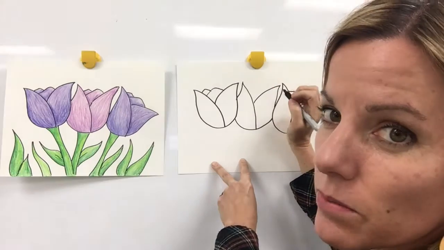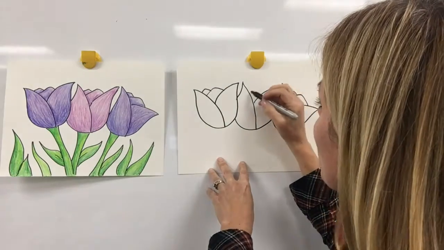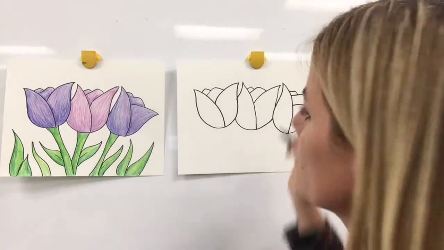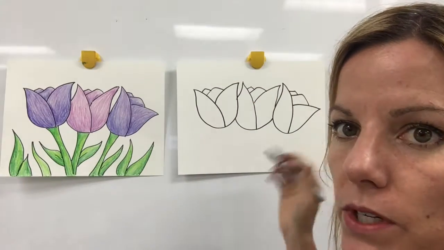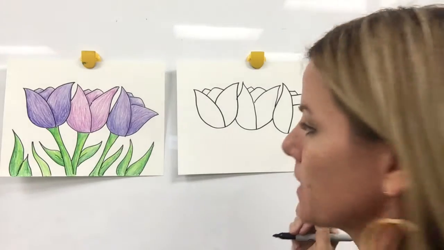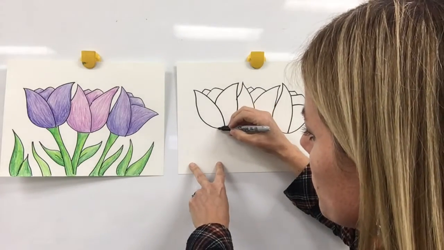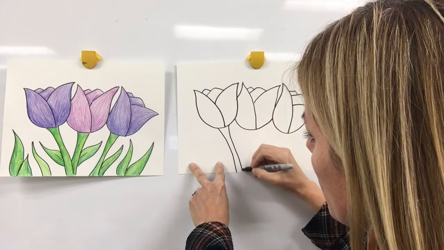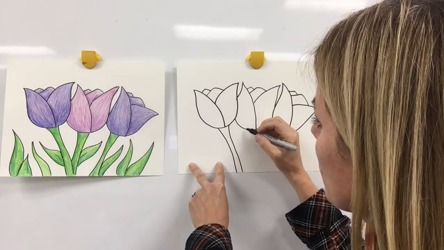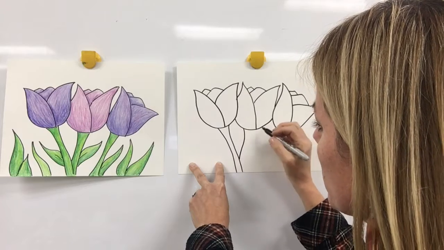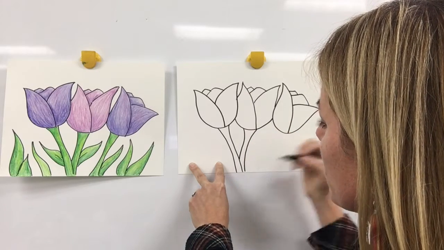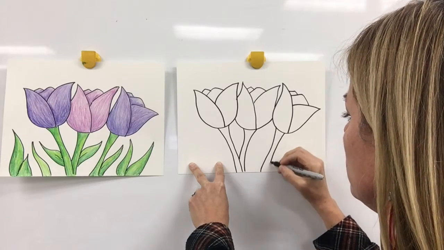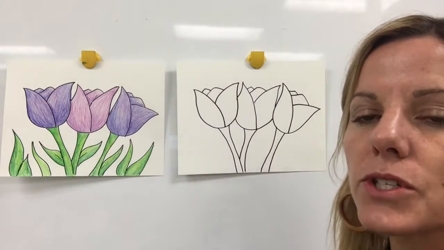If you don't want them to have the space, you don't have to worry about that part. Now, once you've got your 3 tulips drawn, then we get to add our stems. Your stems will come from one, another, and your second one might come here. There, so you have your 3 stems.